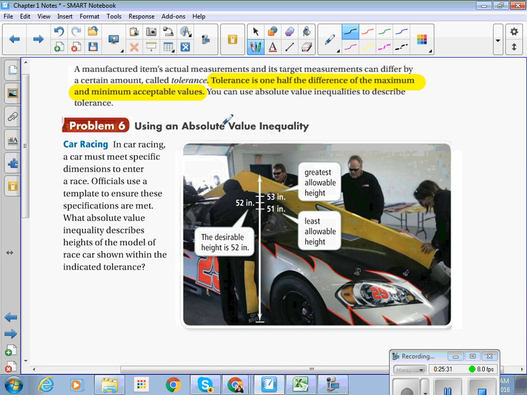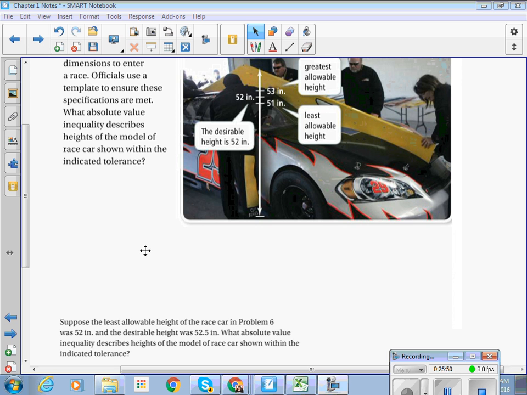So if we look at problem 6, in car racing, a car must meet specific dimensions to enter a race. Officials use a template to ensure these specifications are met. What absolute value inequality describes the height of the model of race car shown within the indicated tolerance? So if you look, least allowable height is 51, greatest allowable height is 53. So if I were going to find my tolerance, you go 53 minus 51 divided by 2. That equals 2 over 2, or equals 1. So 1 is our tolerance.